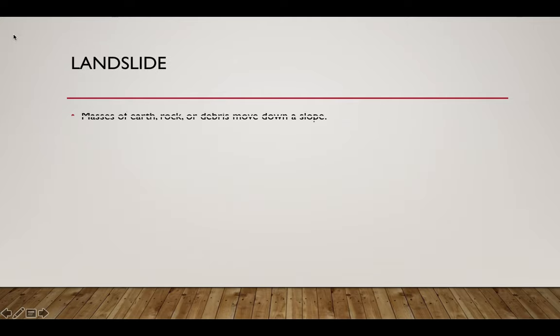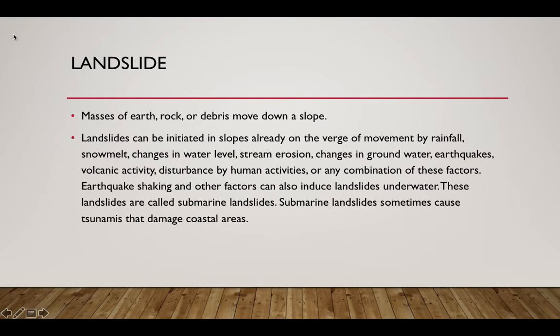A landslide. Masses of earth, rock, or debris move down a slope. Landslides can be initiated in slopes already on the verge of movement by rainfall, snowmelt, changes in water level, stream erosion, changes in groundwater, earthquake, volcanic activity, disturbance by human activity, or any combination of these factors. Earthquake shaking and other factors can also induce landslides underwater. These landslides are called submarine landslides. Submarine landslides sometimes cause tsunamis that damage coastal areas.